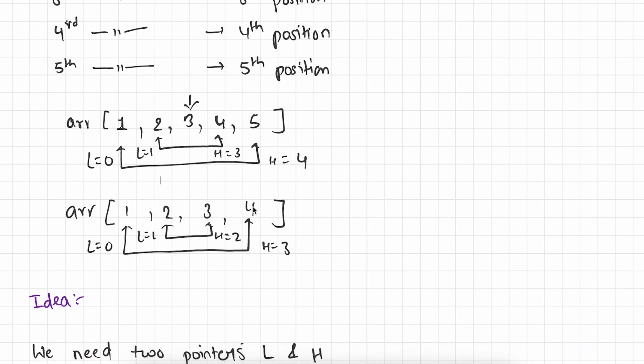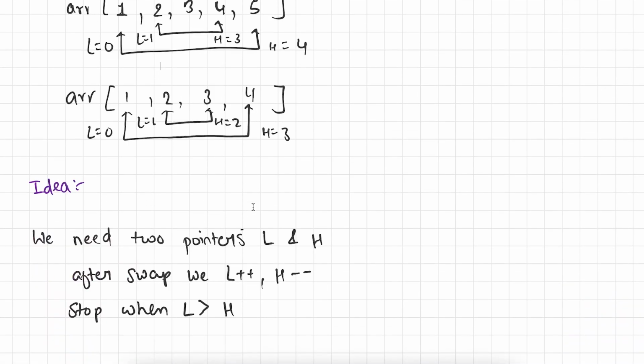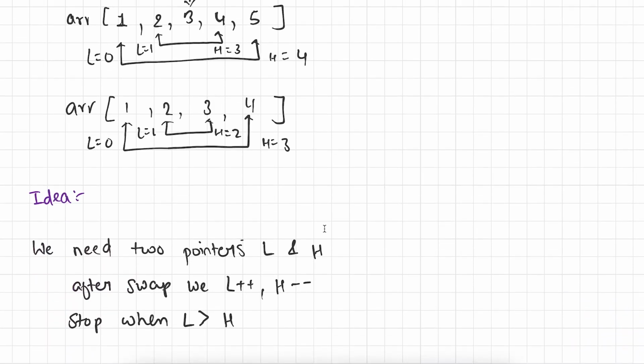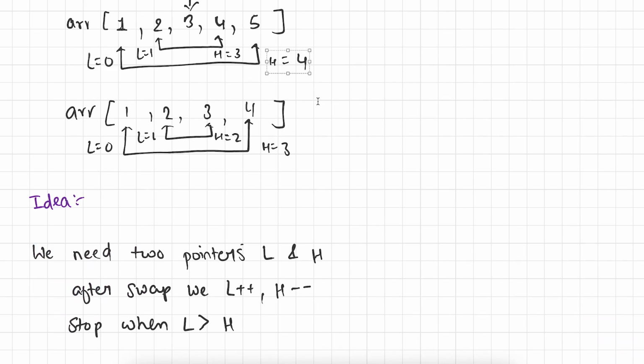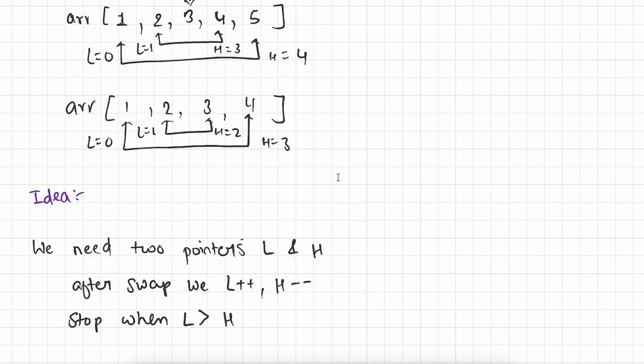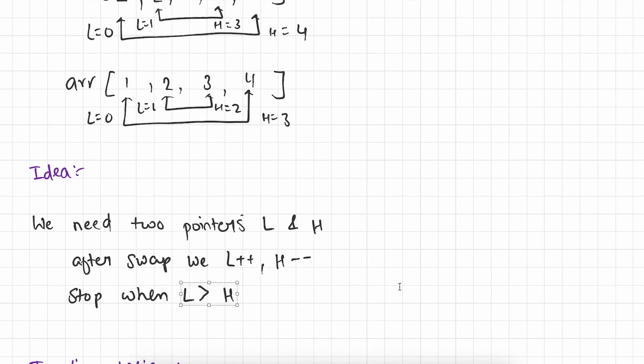Okay. So the idea is pretty simple. We need 2 pointers L and H, and we initialize L with 0 and H with the largest index in the array. And we run a loop until L is greater than or equal to H, meaning until L crosses H or meets H. In each iteration, we simply swap the elements present at those indexes and then we bring L and H closer to each other by incrementing L by 1 and decrementing H by 1. So this is the basic idea.